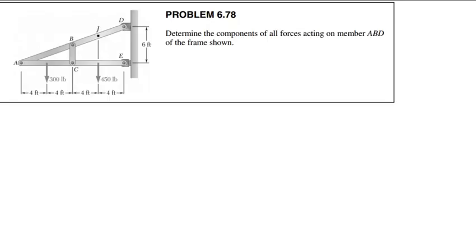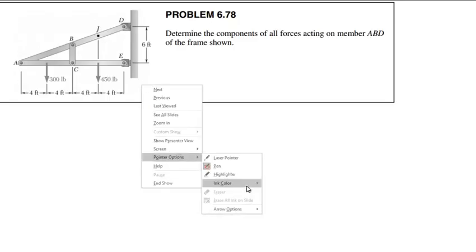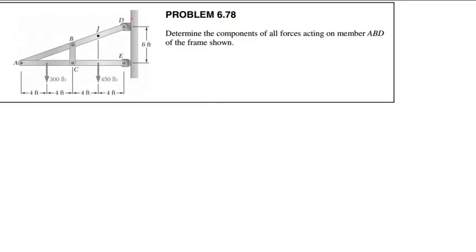Okay, so let us consider this. Determine the components of all forces acting on member ABD of the frame shown. So we're looking for ABD, all the forces on that thing. Good. Hey, look what I can do. Because this thing has only three reactions on it, I am going to be able to solve for the external reactions by treating the whole thing as a single rigid body. So the external reactions: DY, DX, and EX.